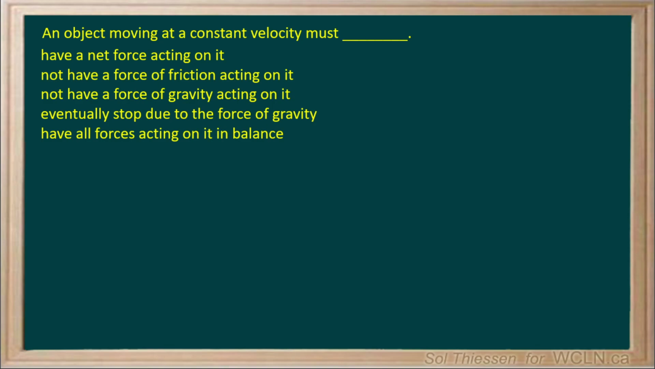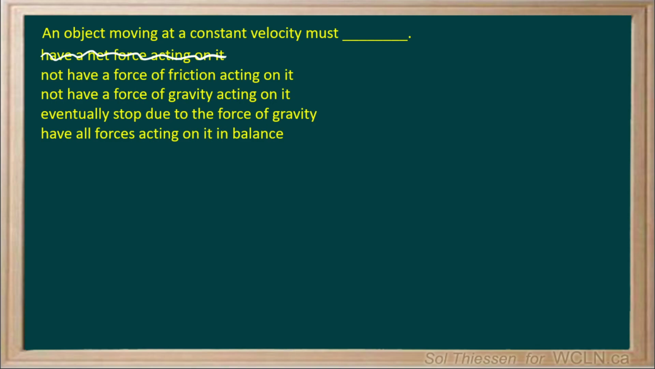An object moving at a constant velocity must blank. So our choices are have a net force acting on it, which is definitely not true. If an object has a net force acting on it, then it should experience a change in its motion, or in other words, some kind of acceleration. So in order to have a net force acting on it, the object would have to not have a constant velocity. It must be accelerating. So that's not a good choice.